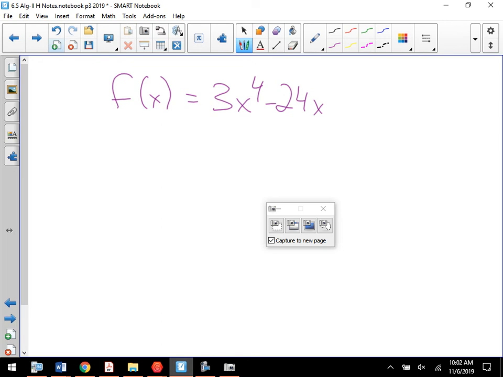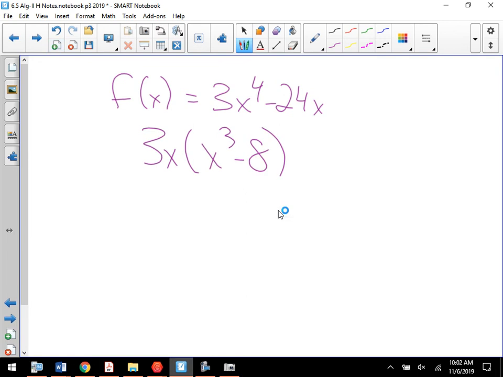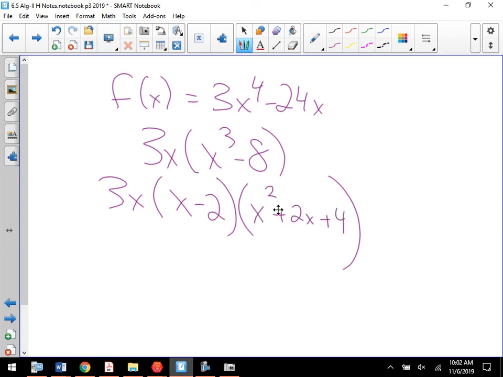Take 3x out, good. If you take 3x out, you're left with x cubed minus 8. That drops you to that difference of cubes. Remember there was a special pattern for that, and you guys found out it was pretty easy. So this becomes 3x times x minus 2. This becomes a trinomial: first term squared, multiply the two together, change the sign, last term squared.